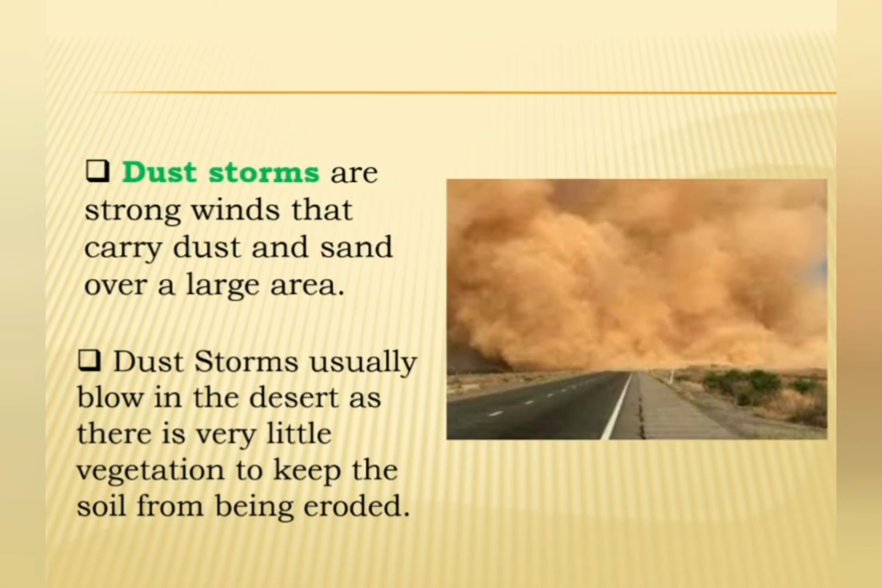See the dust storms? See the picture? Dust storms usually blow in the desert as there is very little vegetation to keep the soil from being eroded. Only few plants are growing in the desert. We studied, right? So these plants cannot stop the dust storms. So these dust storms blow in the desert.